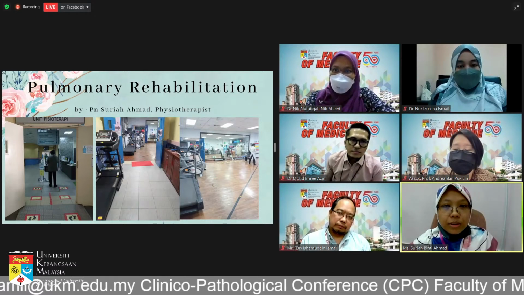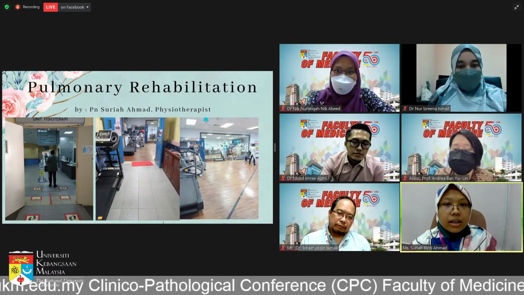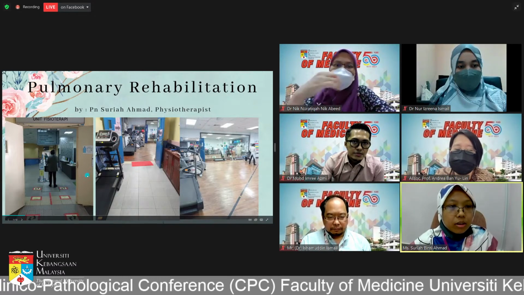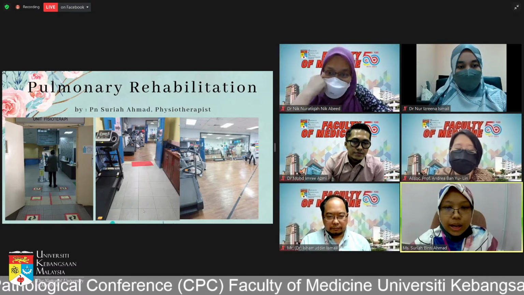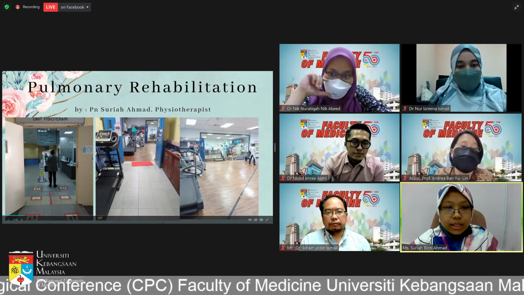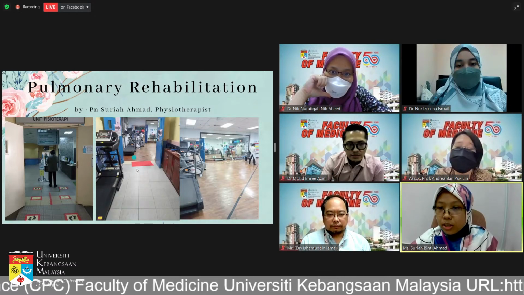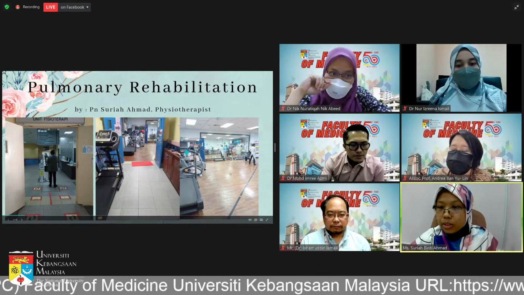Assalamualaikum. I am Puan Surya from Physiotherapies. Here I want to share the location of our unit. We are at the basement. The second picture is our gym, performance gym, and this is our gym.